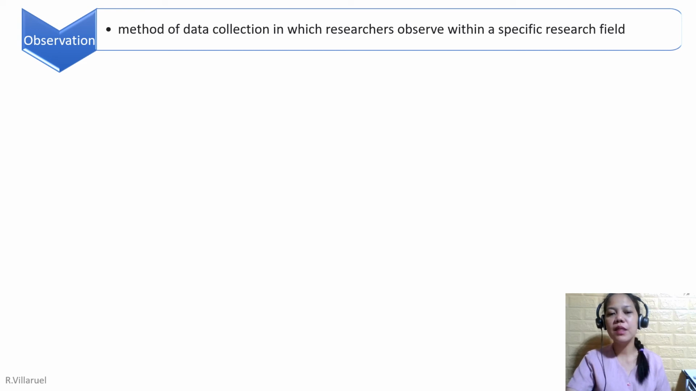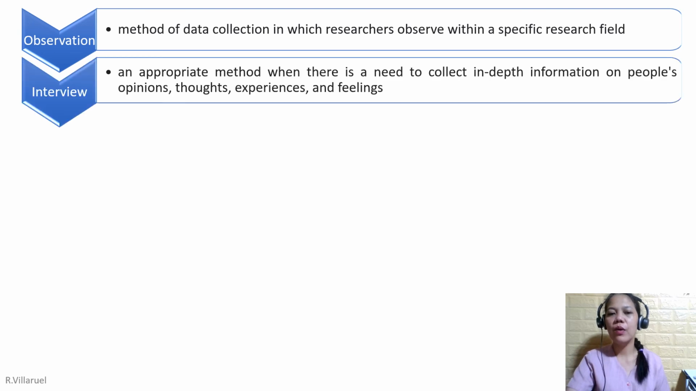Now, ano-ano ba yung mga iba't ibang research instruments? First, we have observation. So, method of data collection in which researchers observe within a specific research field. And then we also have interview, an appropriate method when there is a need to collect in-depth information on people's opinions, thoughts, experiences, and feelings. So, sa qualitative and quantitative research designs, magkaiba yung processes ng pag-conduct ng observation and interview.